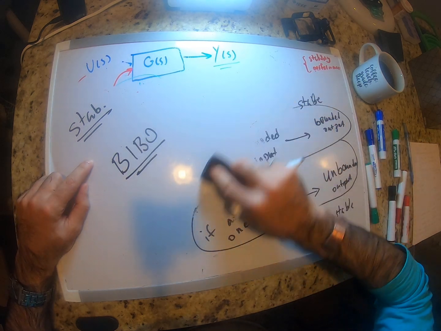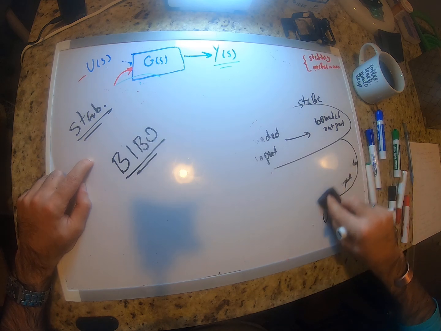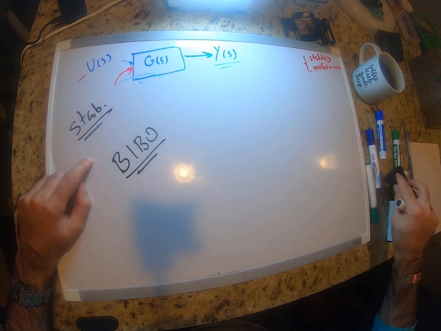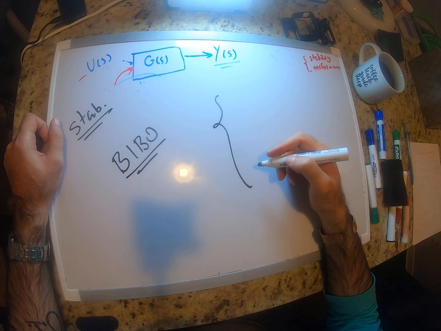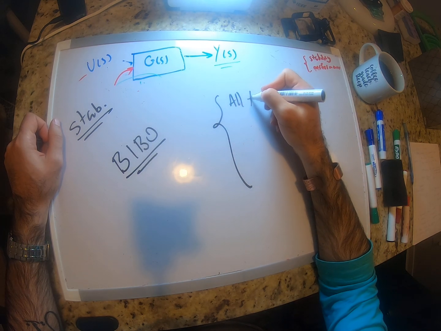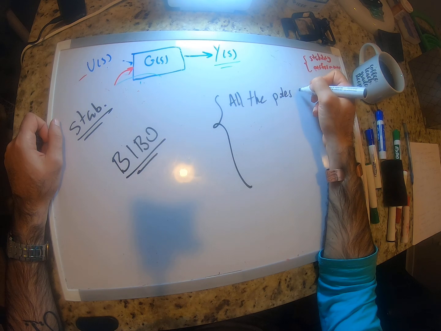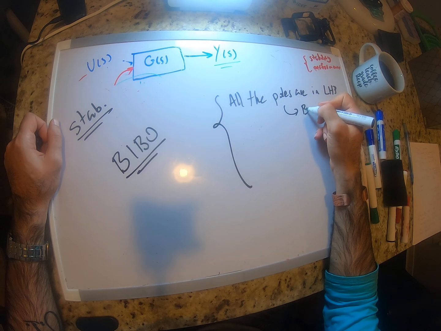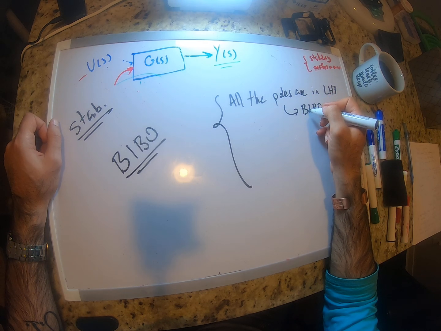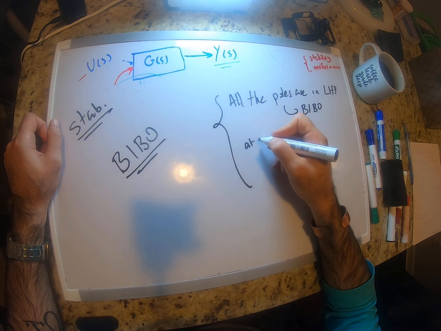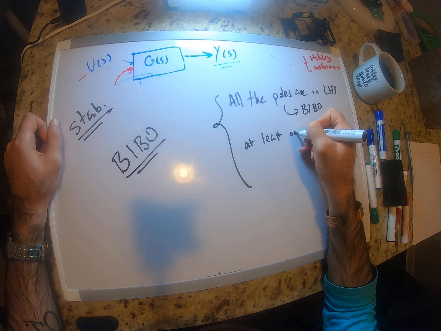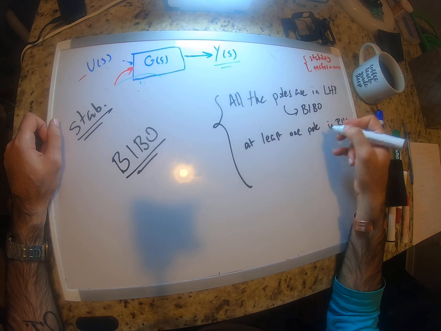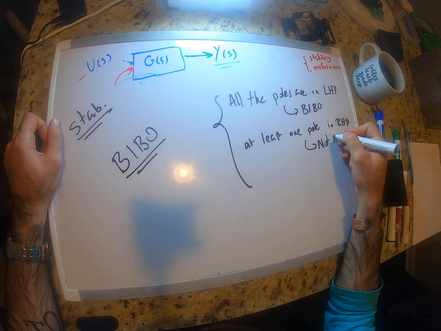Okay, so how can we find out if a system is BIBO stable or BIBO unstable? Again, this relates to the position of poles. If all the poles are in the left hand plane, then it is BIBO stable. If you have at least one pole in the right hand plane, it's not stable.